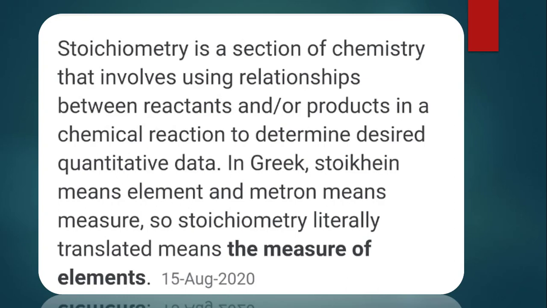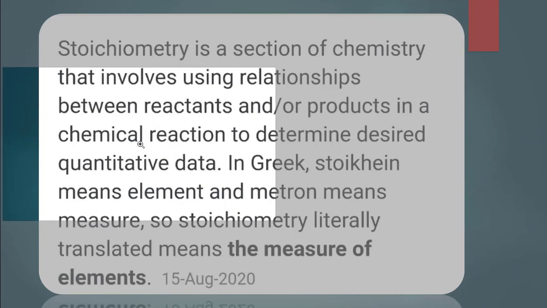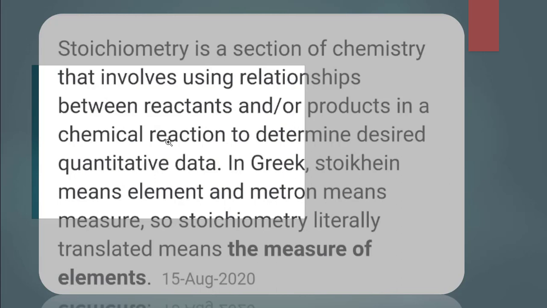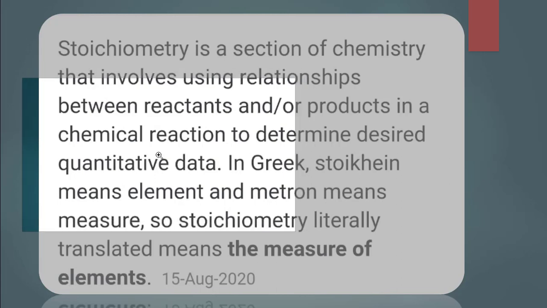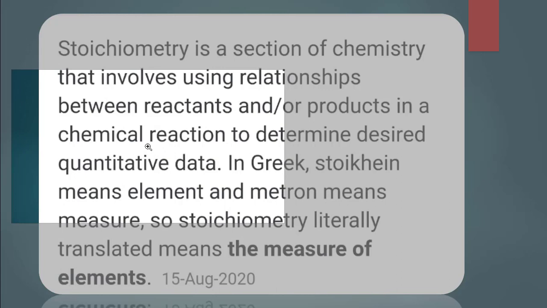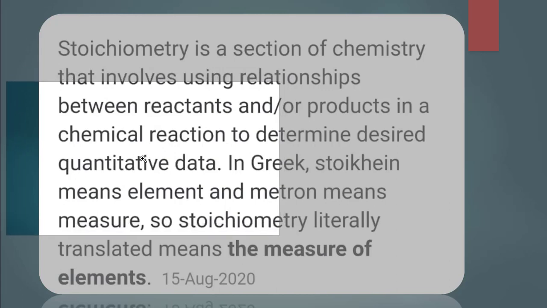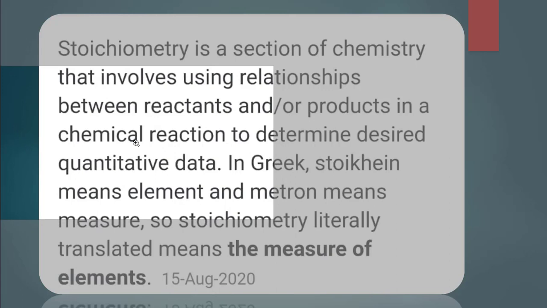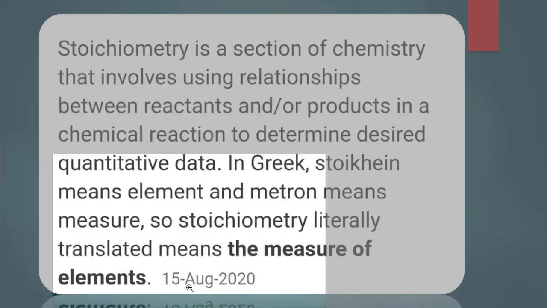Okay, children, chemical reaction. In a chemical reaction, two or more elements are combined to form the products. The elements which are combined are known as reactants.